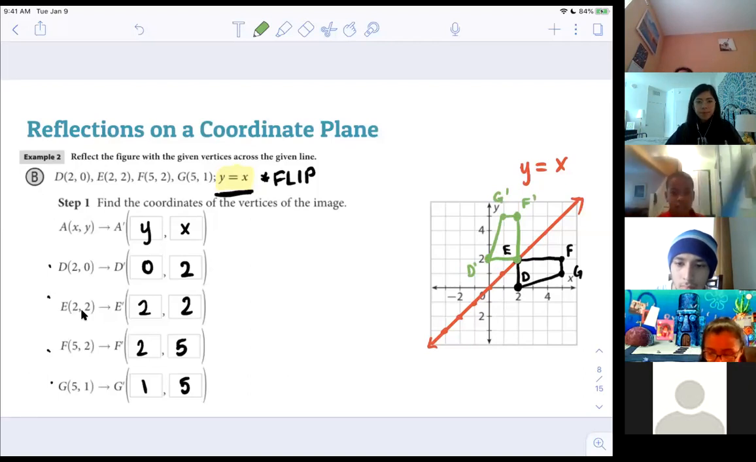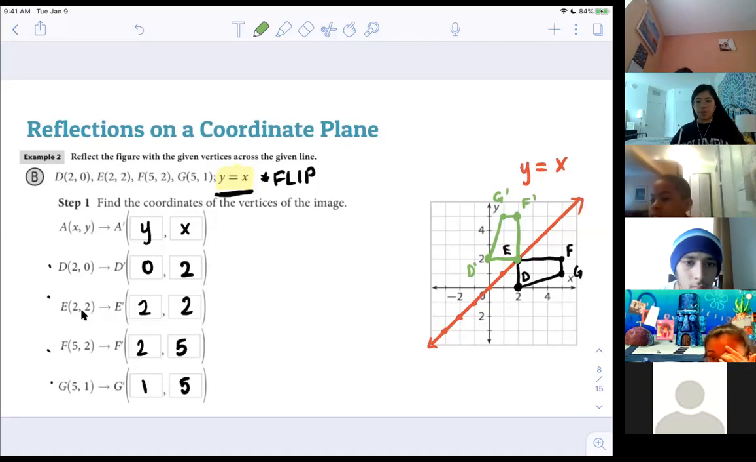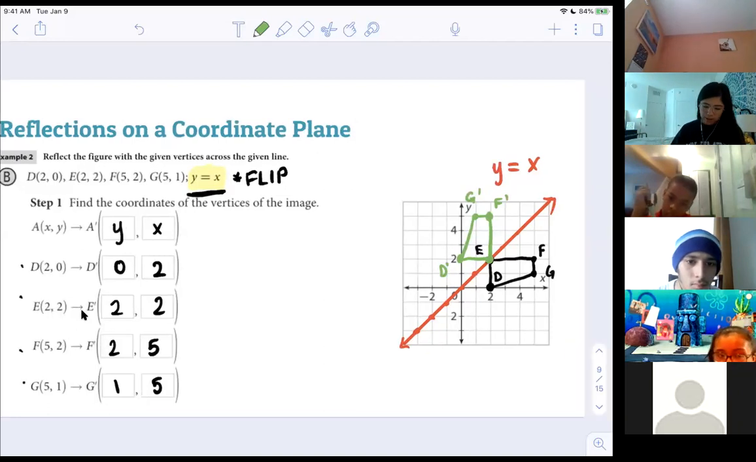Hey, what about the angle of reflection? So reflections don't do angles. Angles are for rotation, which we're going to do tomorrow. So no angles, it just flips right over. All right, so that's what it looks like when it reflects over the line y equals x.